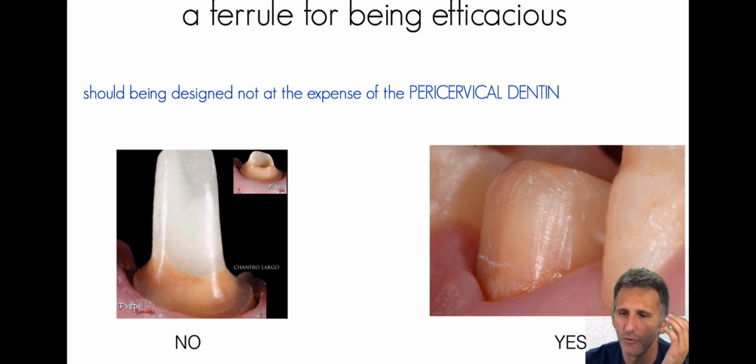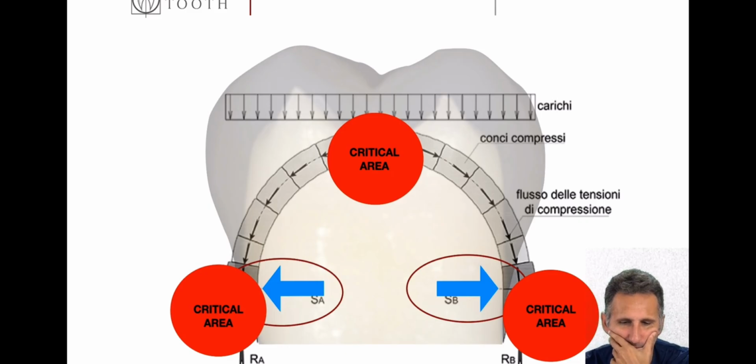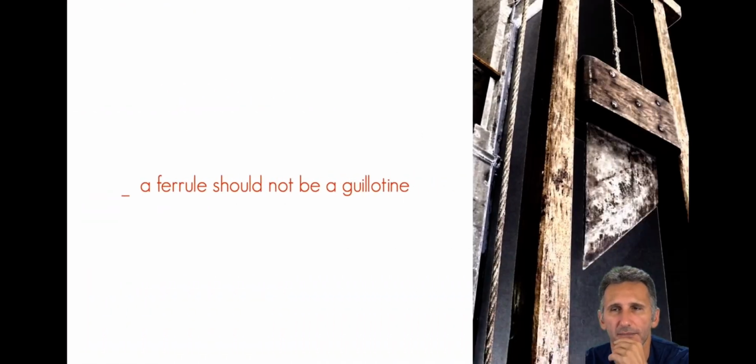Because if you are able to preserve the whole dentinal core and put a crown, the final result is a never-breaking restoration. So again, these are the critical areas, the interaxial dentin and the pericervical dentin.